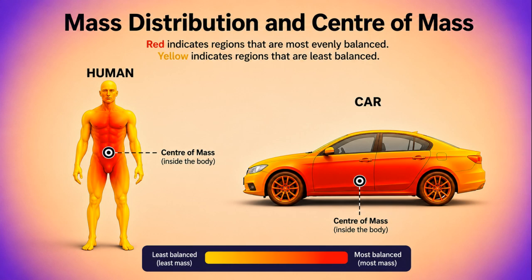The center of mass, also known as the center of gravity, is the mass-weighted average position of all mass in a body. It can be located at any point inside or outside the body depending on how mass is distributed. It is the point where the mass is balanced most evenly.